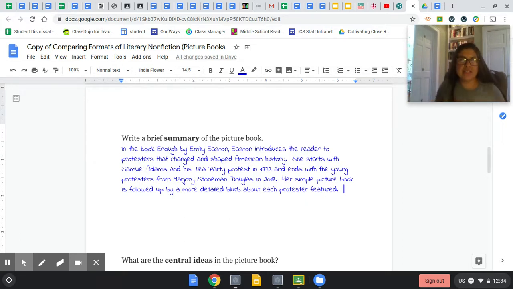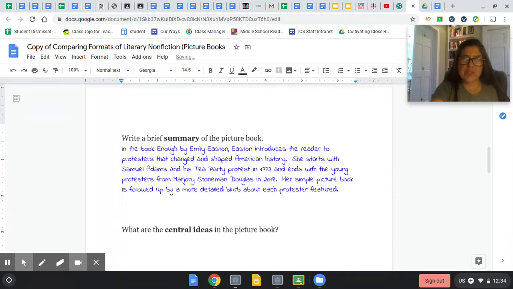Okay, so let's see. Does that kind of sum up the whole book? A brief summary in the book Enough by Emily Easton. Easton introduces the reader to protesters that shaped American history. She starts with Samuel Adams and his Tea Party protest in 1773 and ends with the young protesters from Marjorie Stoneman Douglas in 2018. Her simple picture book is followed up by a more detailed blurb about each protester featured. Good. I think that sums up what the book is about.